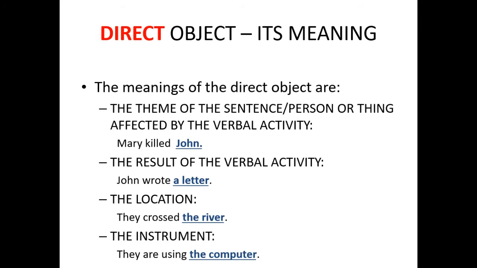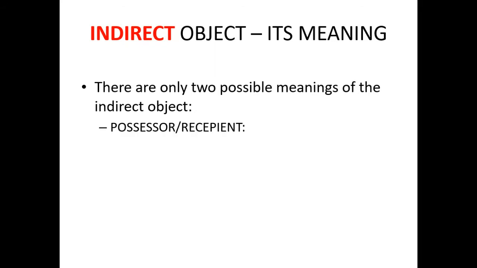But that's only the direct object. As I mentioned, just like in Serbian, you also have the indirect object. And here there are only two meanings. This can help you a lot. So if you think something is an indirect object, you have trouble passivizing and deciding if it's an indirect object. Think about the meaning. The indirect object is usually the possessor or recipient, somebody who owns or receives something.